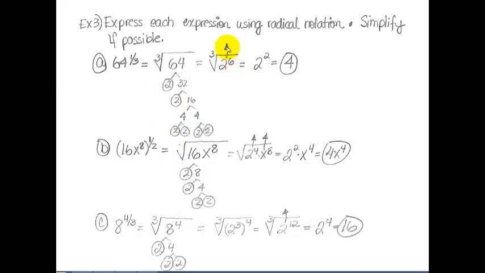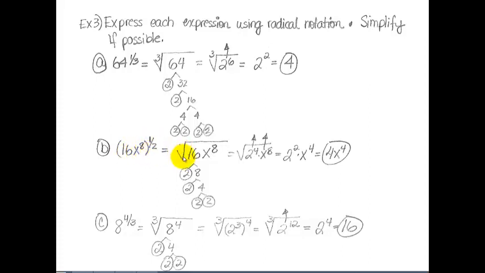And 2 to the 6 can come out of the radical because you can divide the exponent 6 by the root 3. So 6 divided by 3 is 2. So 2 to the second is 4. Alright? So basically these are the same types of problems we've done before. The only thing is that you're starting out with an exponential. So your strategy should be to change this to radical notation.